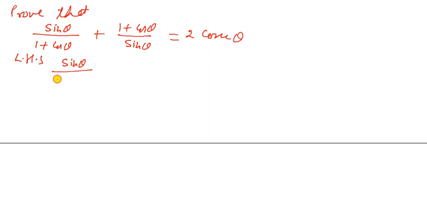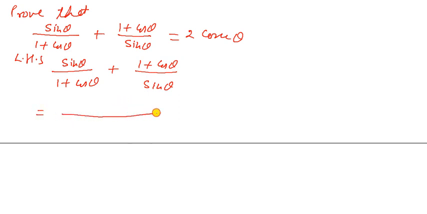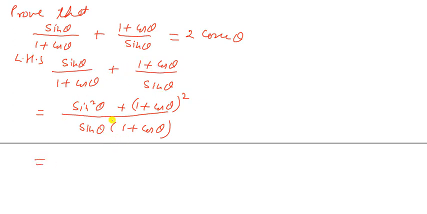So now we take the left hand side. Left hand side is sin theta upon 1 plus cos theta plus 1 plus cos theta upon sin theta. Now take the LCM of the denominators, so it is sin theta and 1 plus cos theta. Sin theta is multiplied here, so it becomes sin square theta plus (1 plus cos theta) whole square. Both are the same, so the multiplication is done here.